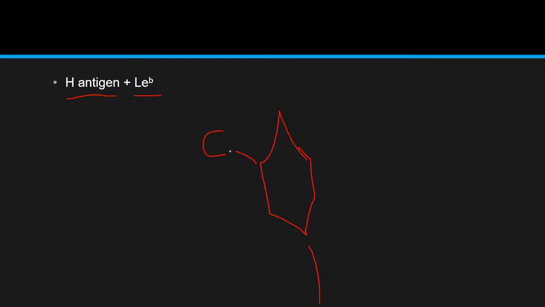You'll have your galactose here. And then what will happen is that you have an H antigen already because you have the secretor gene here. And then what it does is it's going to attach another fucose molecule here. Okay? So you have three structures. Now that's the LEB structure.